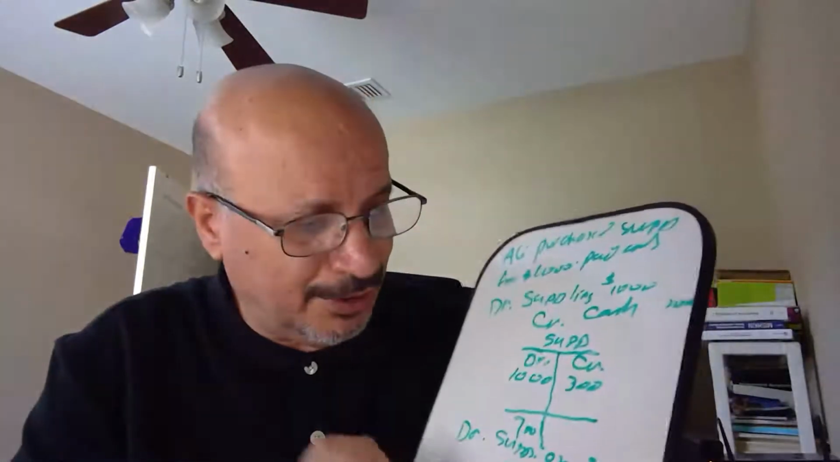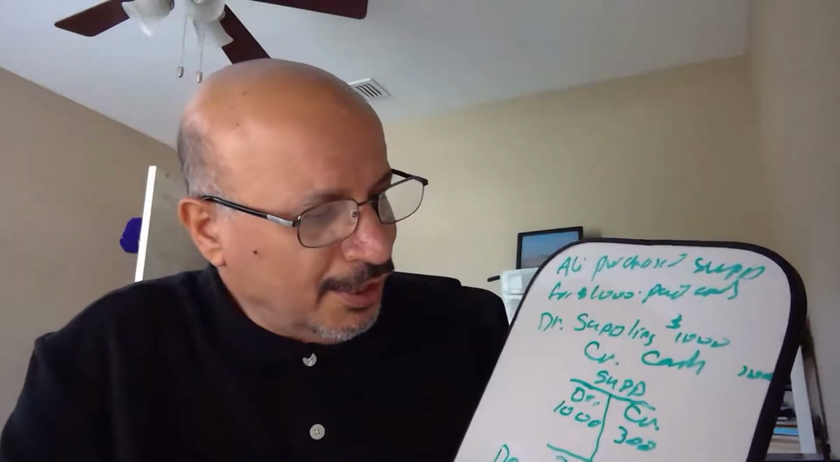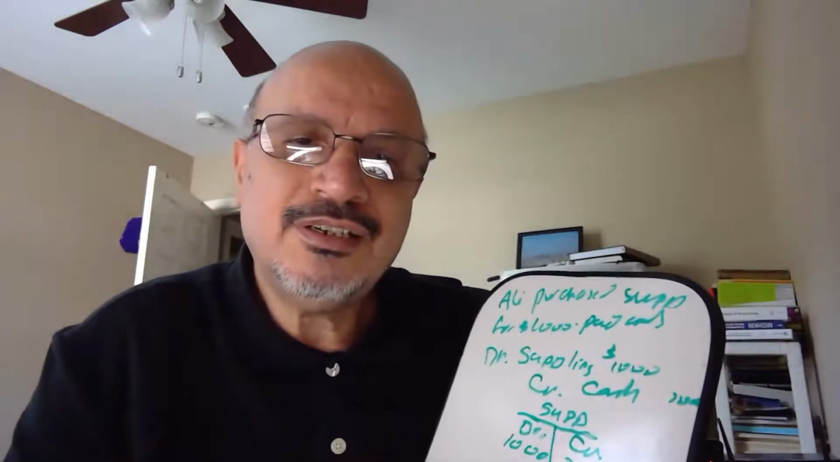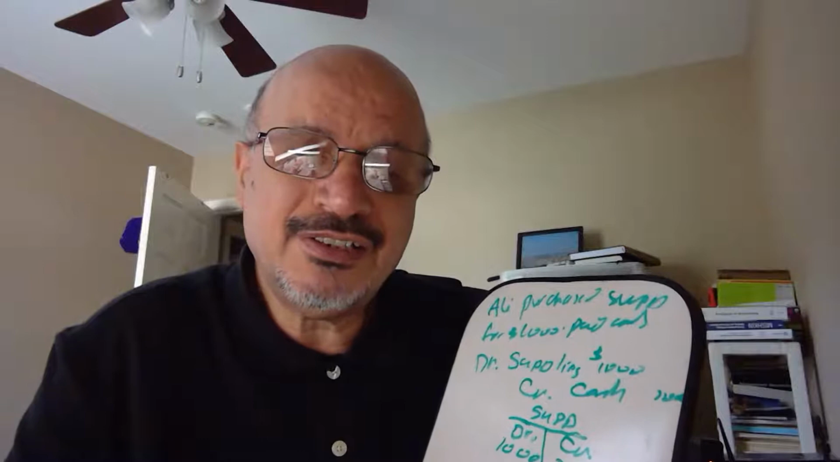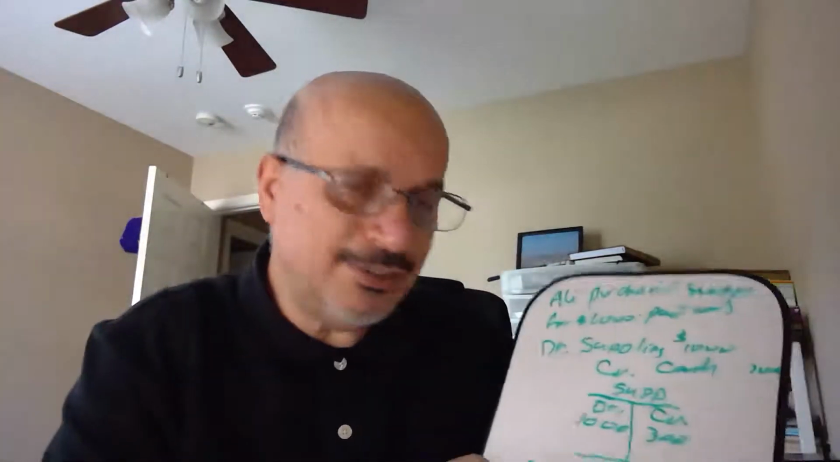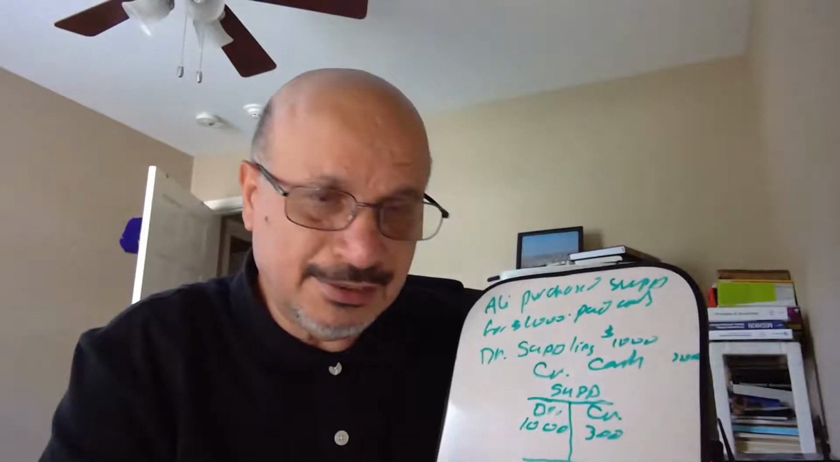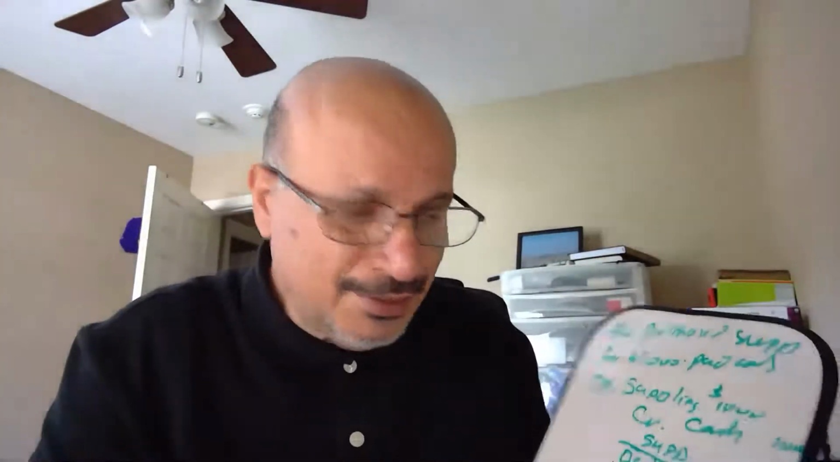All right, maybe it can be done in another way. Let's say at the end of the month, the balance of supplies is $600. How much did I use? I started with 1,000 and the balance now is 600. That means I used $400 worth of supplies. I do the same entry, supplies expense, debit, and credit supplies. Okay, this is an example of deferrals.